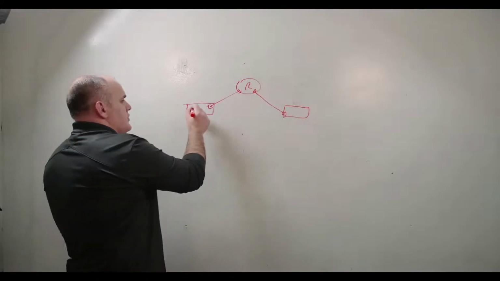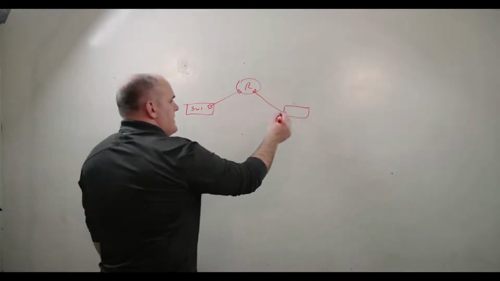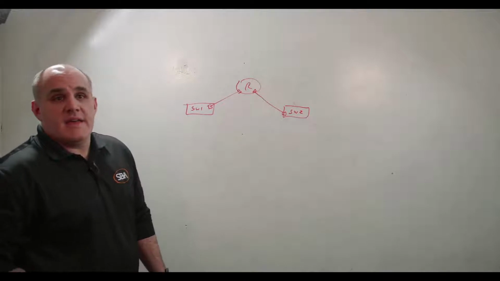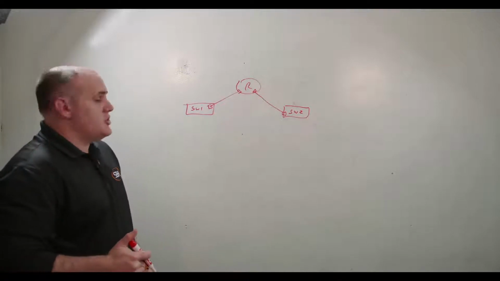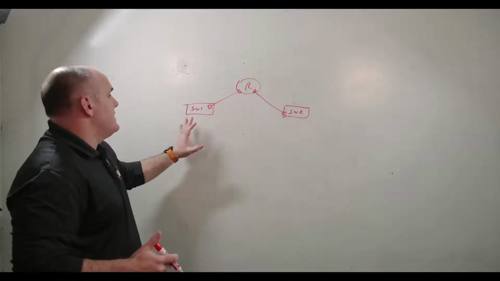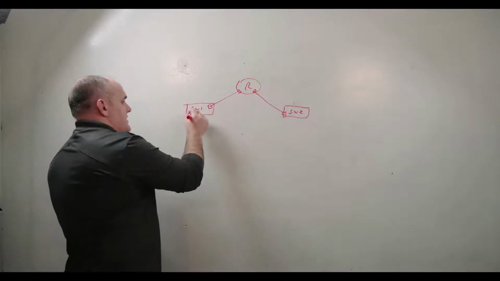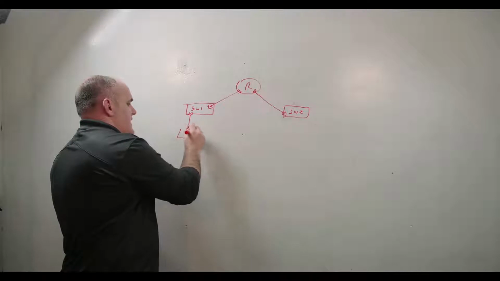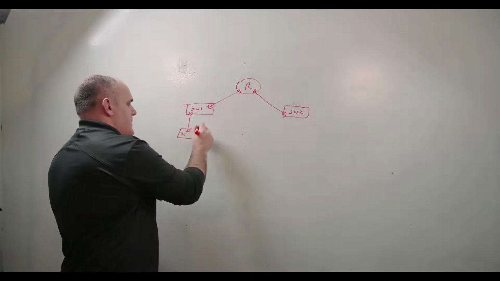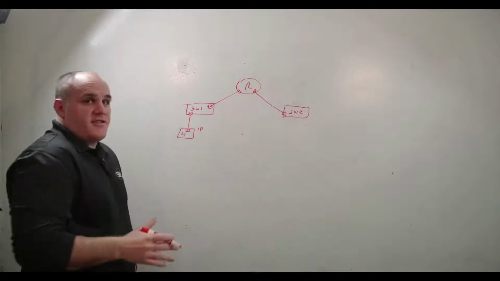So this switch, which we're going to call switch 1, and this switch, which we're going to call switch 2. Here's switch 1, here's switch 2, and switch 1 is connecting to a host via an access link, right? And this host is going to have an IP address. Now, here's the first thing we've got to talk through.